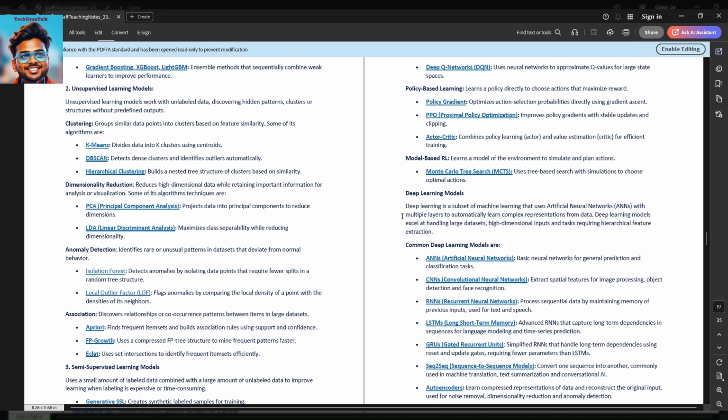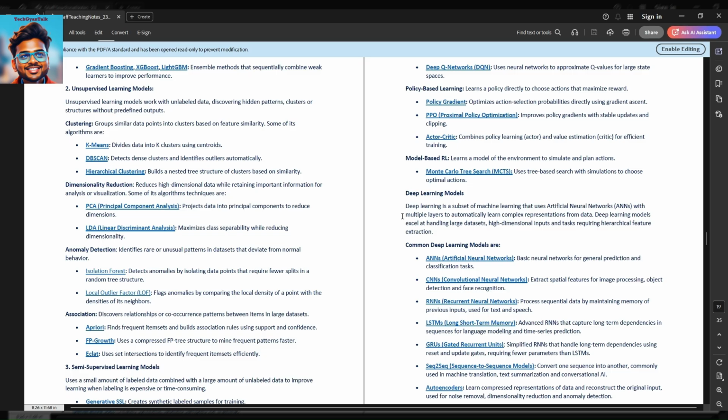In reinforcement learning, we also use Deep Q Network (DQN), which uses neural networks to approximate Q values for large state spaces. Policy-based learning learns a policy directly to choose actions that maximize rewards. Policy gradient optimizes action selection probabilities directly using gradient ascent. PPO, proximal policy optimization, improves policy gradients with stable updates and clipping. Actor-critic combines policy learning (actor) and value estimation (critic) for efficient training.